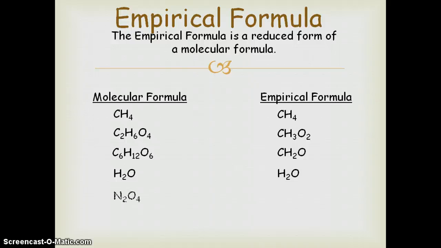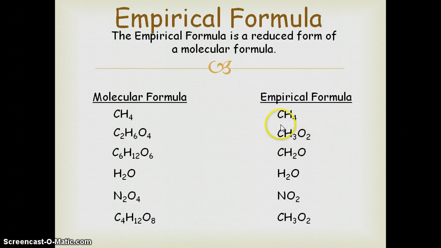So the next one up is the molecular formula for N2O4. You'll notice that both the 2 and the 4 can be divided by 2, and that leaves you with the empirical formula of NO2. All right. Our last example is C4H12O8. Of course, all of these can be divided by 4, leaving us with the empirical formula of CH3O2.